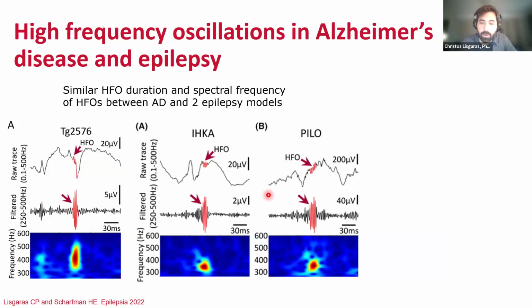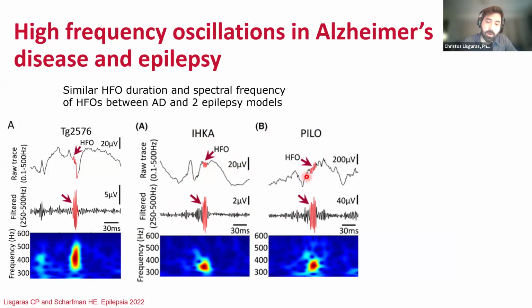Then we recorded from epileptic mice because, as you know, HFOs are a very promising biomarker in epilepsy. So we recorded from mice with an injection of cyanuric acid in their brains to become epileptic, or mice that were injected with pilocarpine. Those two models produce mice with robust convulsive seizures.